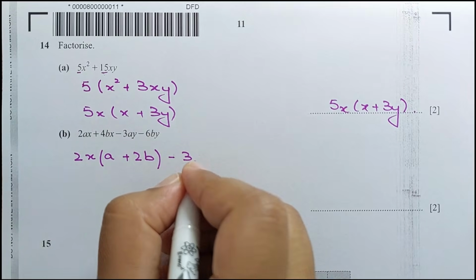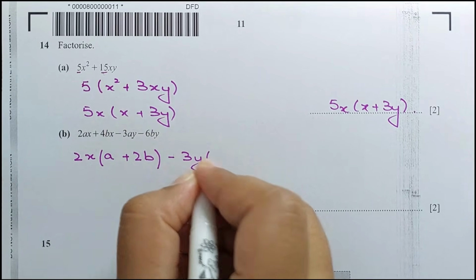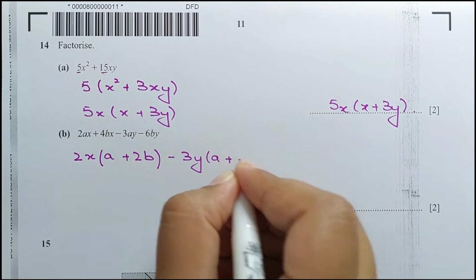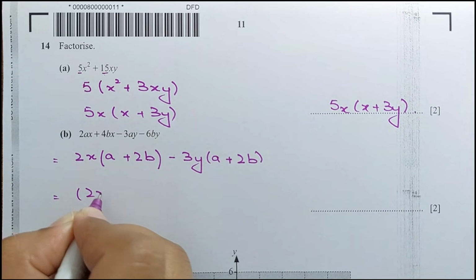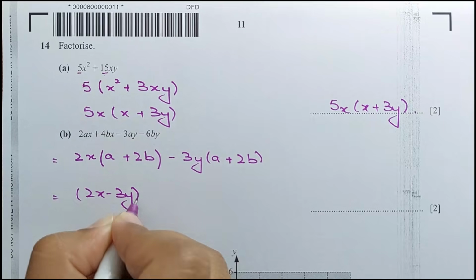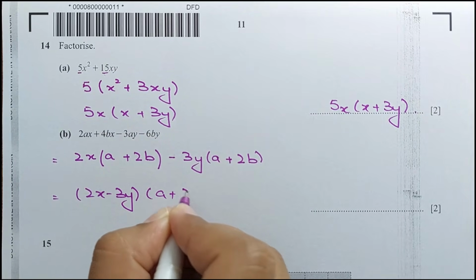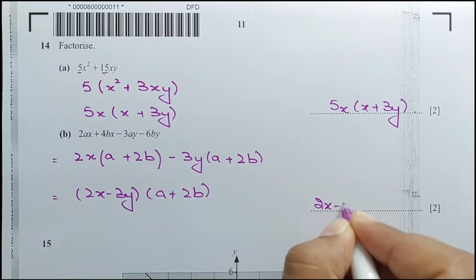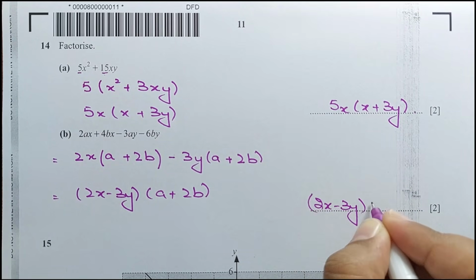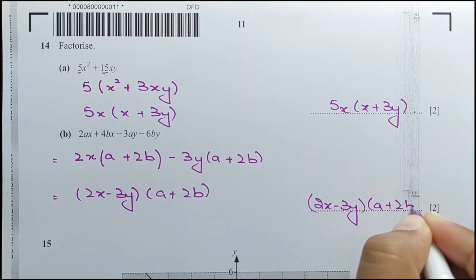Negative 3 and y is common. So a is left, and plus you have 2 b's left. So the factorized form is 2x minus 3y and a plus 2b. Yeah, this is 2x minus 3y, and the other factor is a plus 2b.